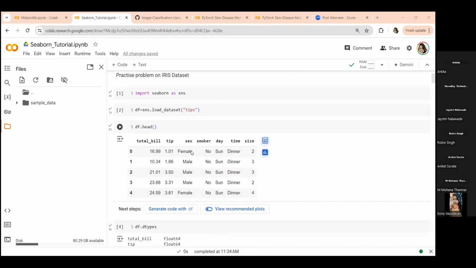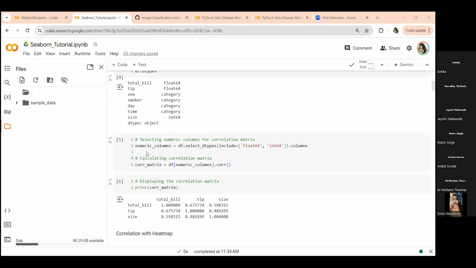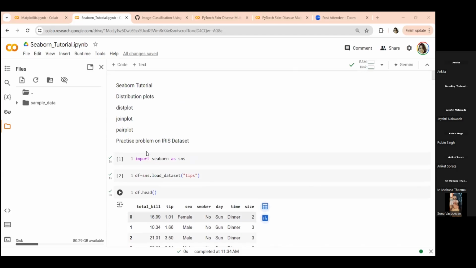Okay, and day is also a categorical feature, and time is also a categorical feature, because the day output is within the 5 days, and the time output is within a range, breakfast, dinner, or lunch. So these are called the categorical features. And the total bill, tip, and size are the continuous features. So up to this, the displot, joint plot, and pair plot represent the relationship between the continuous features.